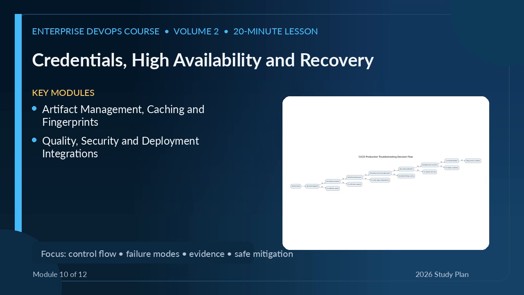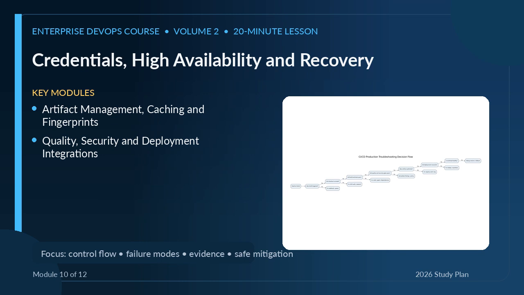The module on quality, security, and deployment integrations establishes the following idea. Integrations should fail predictably and expose clear evidence. A quality gate should report the exact rule and link to the analysis. Security tools should produce machine-readable reports and an exception workflow with expiry and ownership.